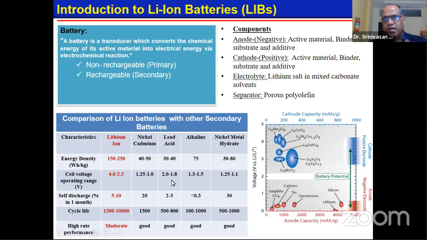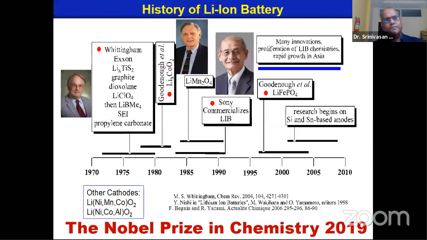That is the reason the energy density is lower in the other secondary batteries. And then if you can see the cycle life, it can go up to 10,000 cycles. And then the power delivery also, it is moderate. These are all the advantages that make the lithium-ion battery better than the other existing secondary batteries.